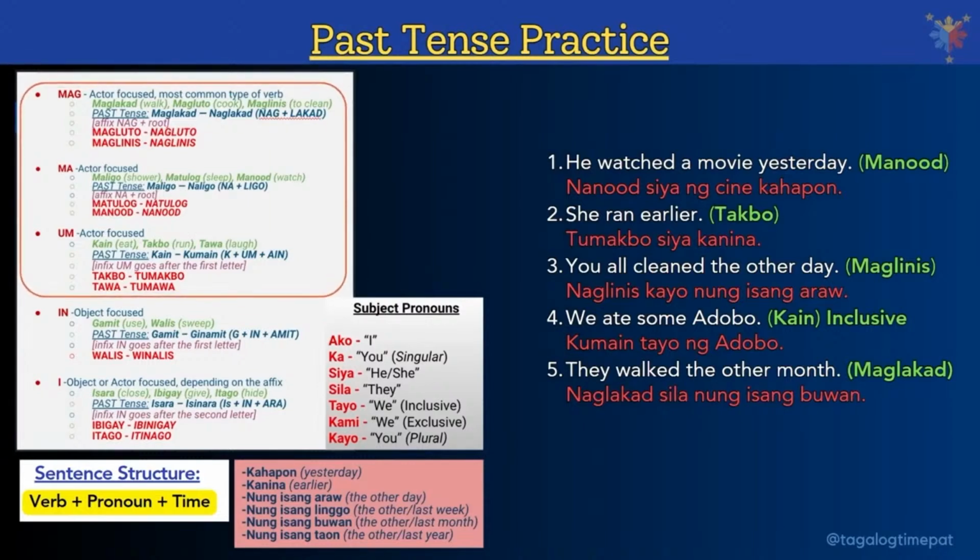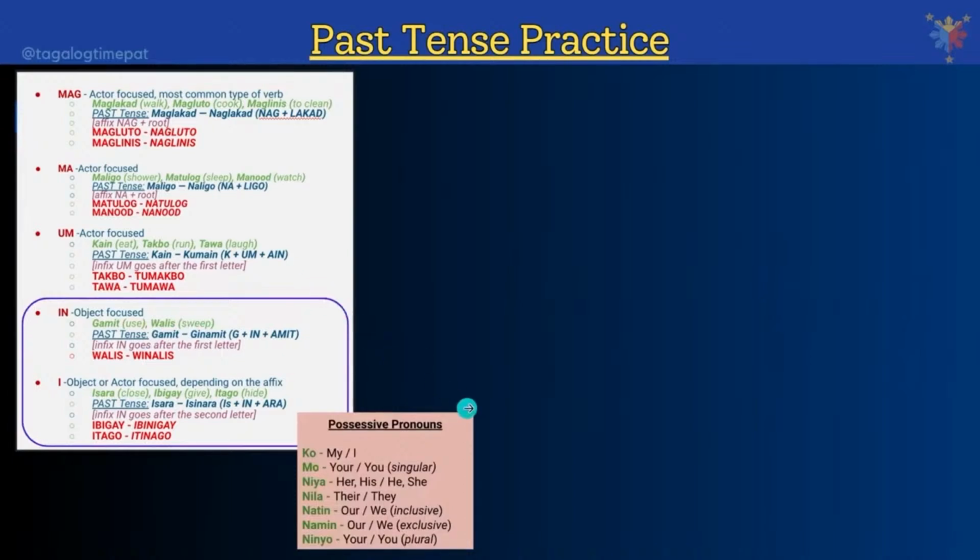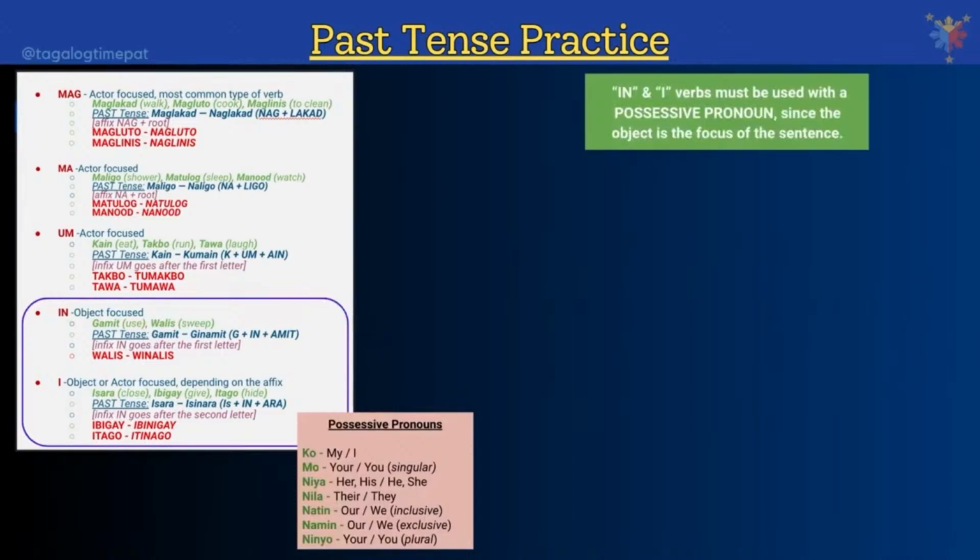Now, if you noticed, all of these examples are asking about mag, um, and ma verbs. Because they are actor-focused, we can use subject pronouns. But if you wanted to use an in or i verb, you actually have to use a possessive pronoun. Remember, for an object-focused verb, the subject here is an object, so we have to use a possessive pronoun because it's almost like the person possesses that object that is in focus. Okay, so that's kind of why we have to use a possessive pronoun.